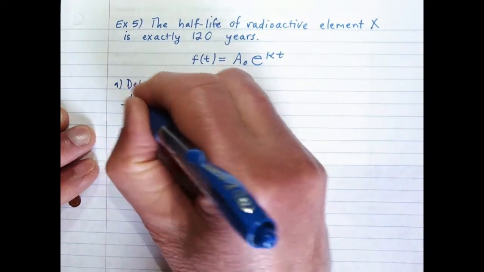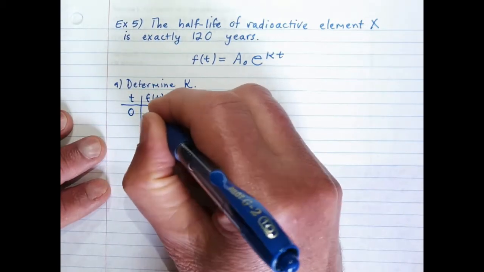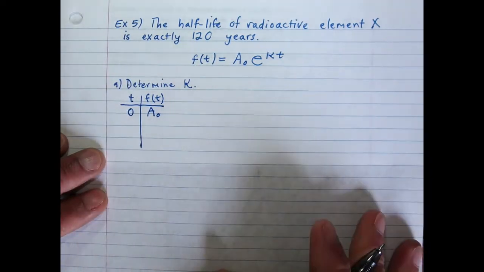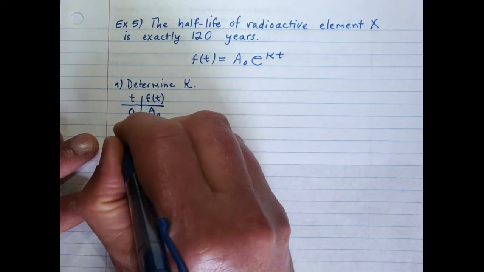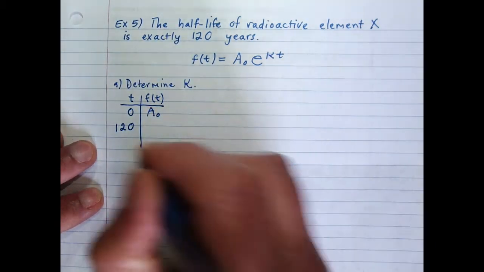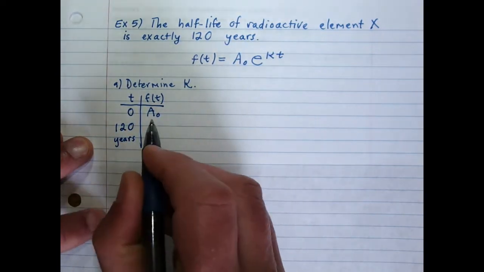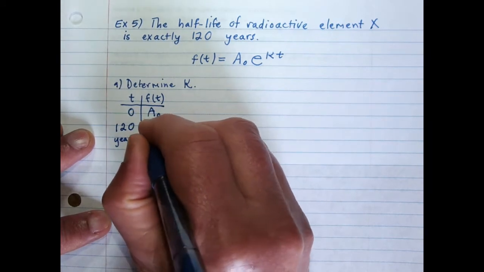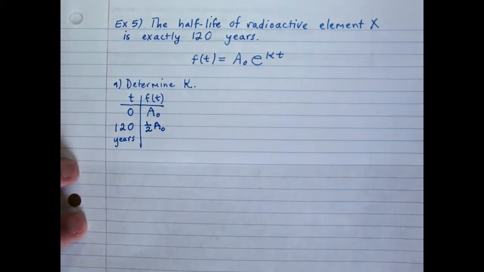So I'm going to have t and f of t. Now we know when t is 0, a0 is the function value. If the half-life is 120 years, that means if 120 years goes by, so this is all years here for t, we're going to have half of what we started with. So that's going to be 1/2 of a0, or 1/2 times a0.